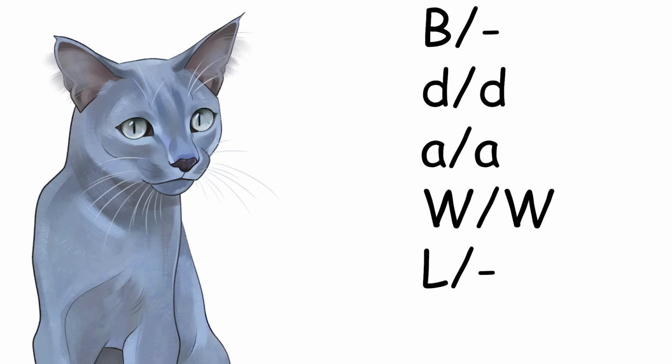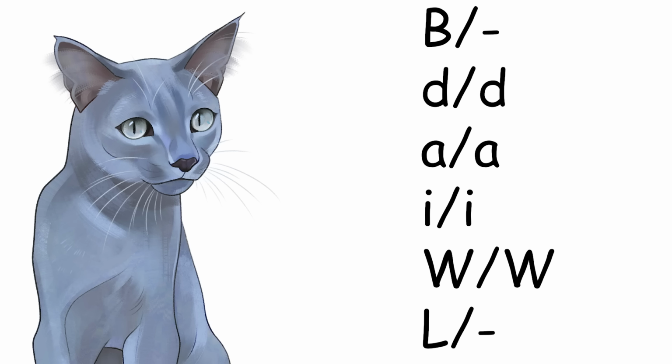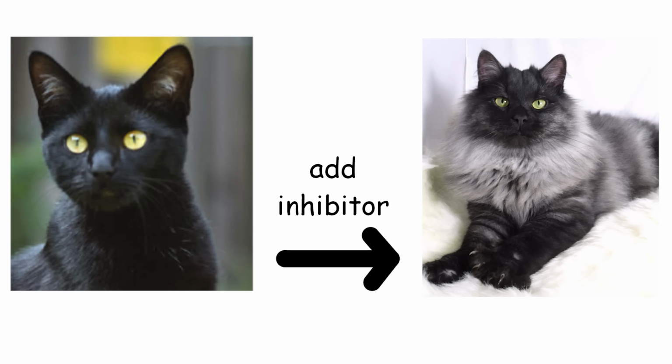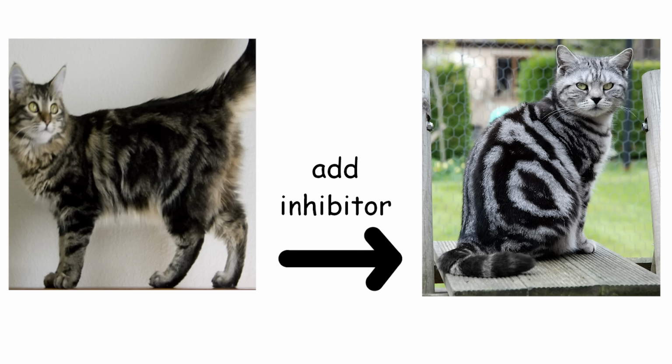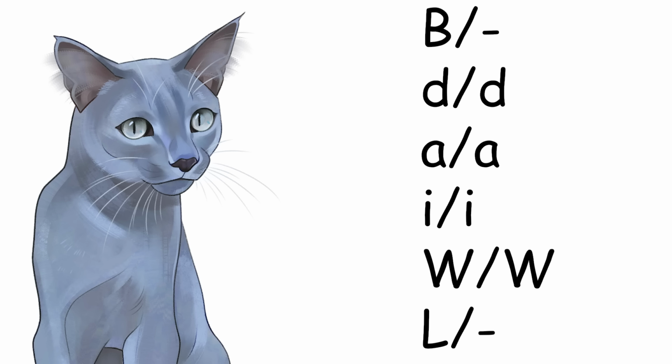This gene is going to come up later, so I might as well cover it now, even though Alabaster doesn't have it. The inhibitor allele, capital I, interacts differently with tabbies versus non-tabbies. On non-tabbies, inhibitor creates smoke. On tabbies, inhibitor creates silvers. Alabaster is neither, so they have 2 little i's instead, all done.